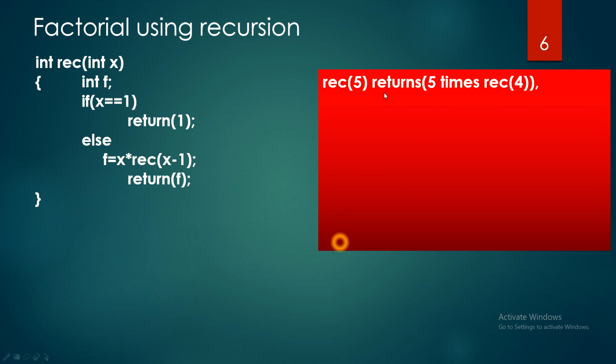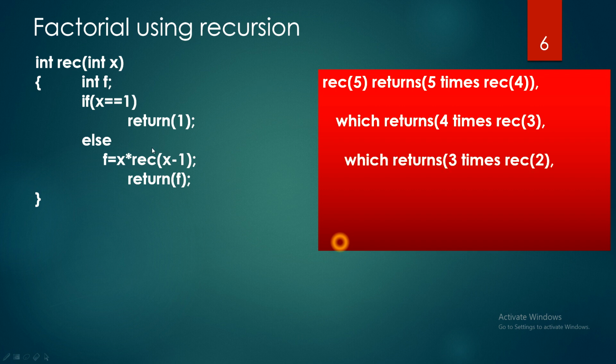So rec(5) returns 5 times rec(4). Now again it is rec, so it is rec(4). Again this function calls itself, and here recursion works. Now what is the value of x? In the second case it is 4. So 4 into rec(4 minus 1), it is rec(3). Again for rec(3) it calls the rec function, so it is 3 into rec(2). Again it calls rec, it is 2 into rec(1).